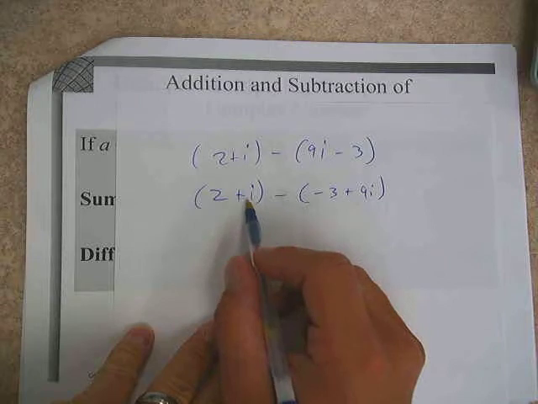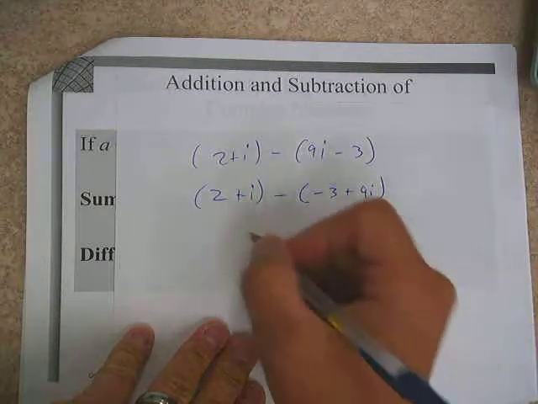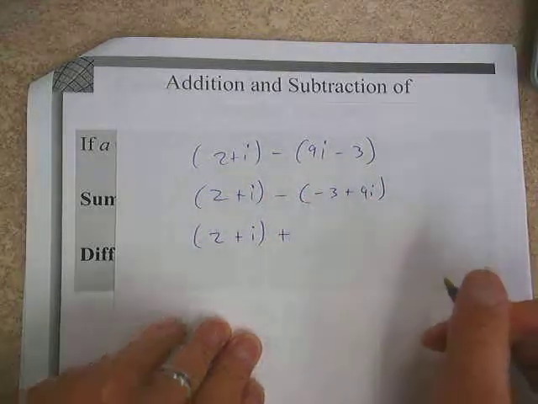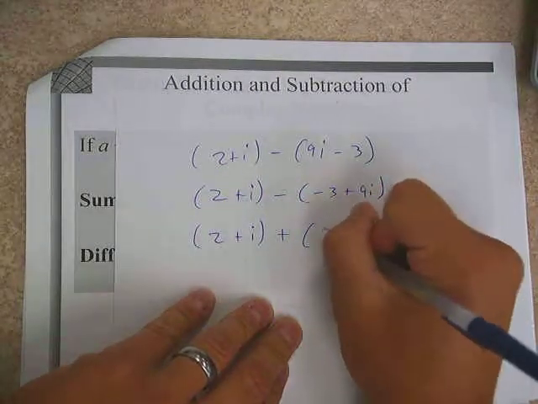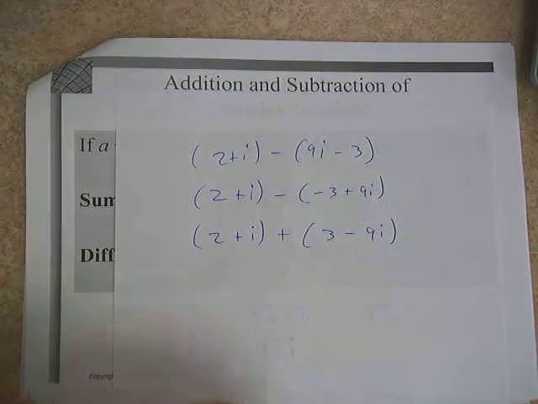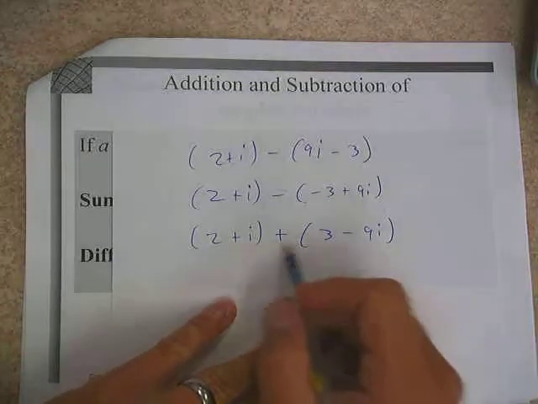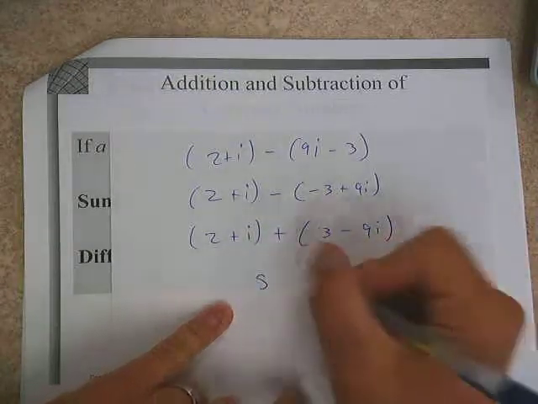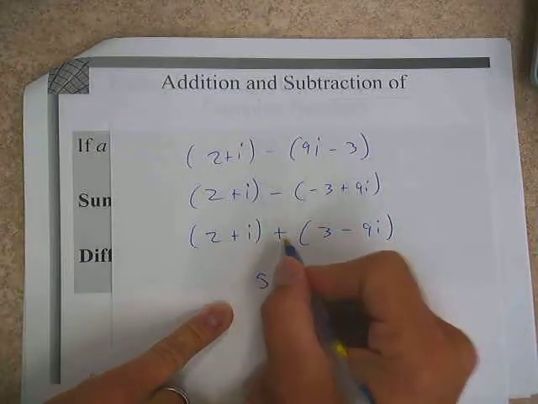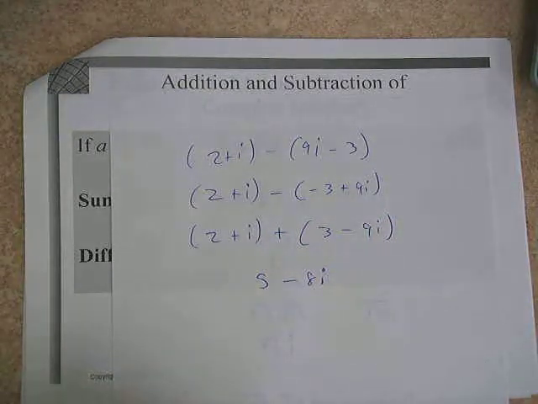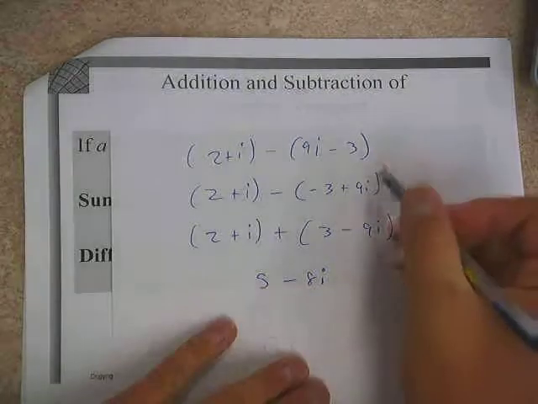Another suggestion besides doing it in your head, because you could certainly do that and get 5 and then negative 8i, is changing it to an addition problem and then changing the signs of the second one, adding the opposite, if you will. That way we don't have to worry about the subtraction part. We can just add the parts and get 5, and then 1i plus negative 9i would be negative 8i, and we'd be done.